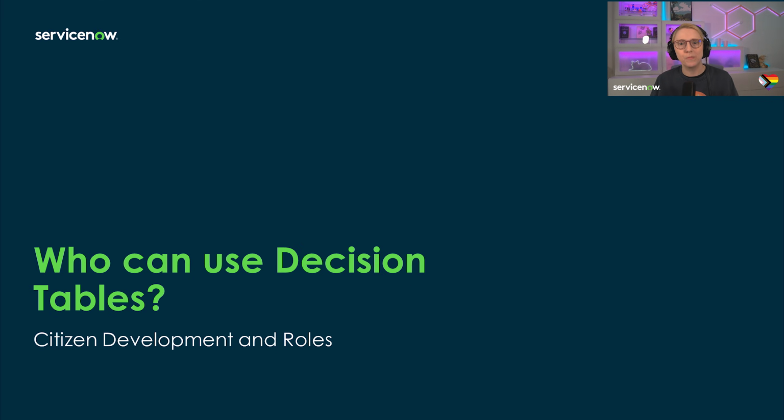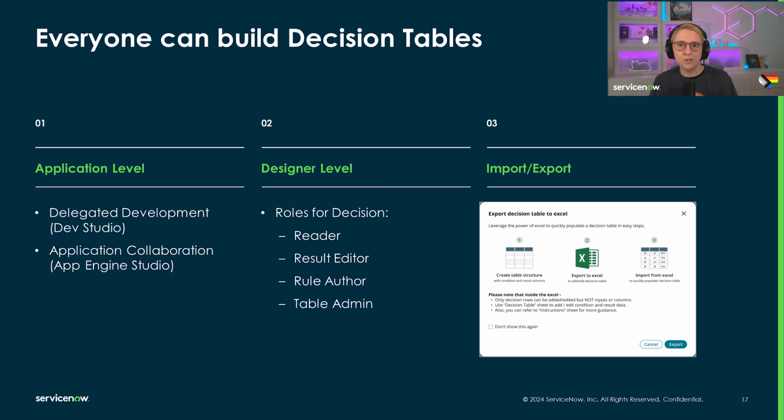As with many other development features on the Now platform, we can decide who can use decision tables to which degree with delegated development permissions. There are several levels to determine access to building decision tables. First, the application layers. If you don't want to give your workflow developers full admin access, using delegated development or app collaboration is the process of choice.